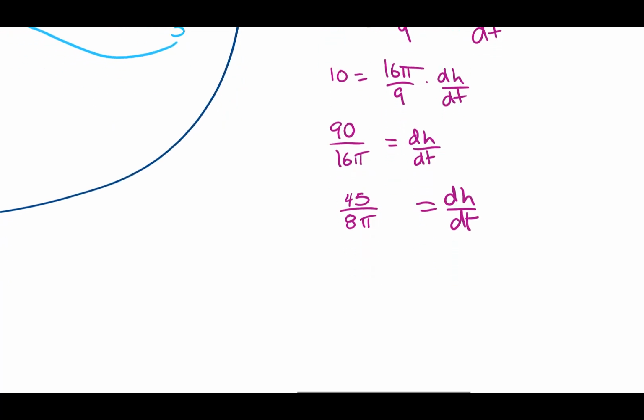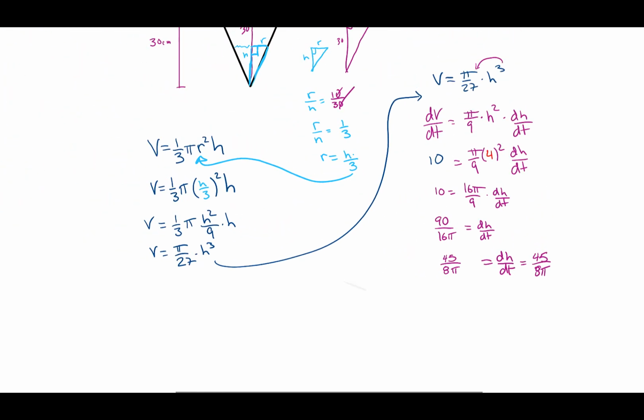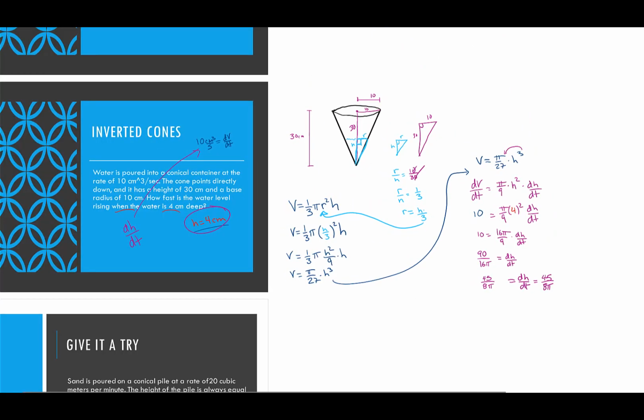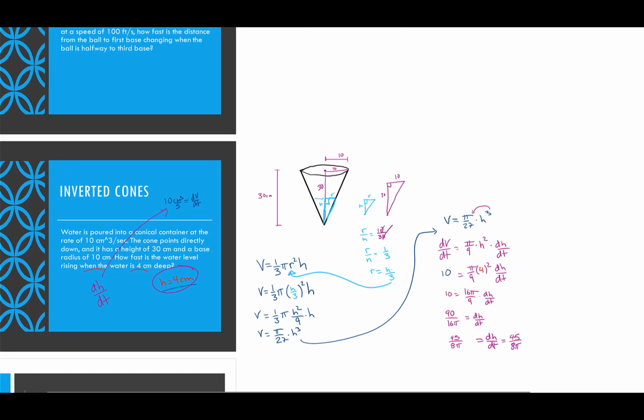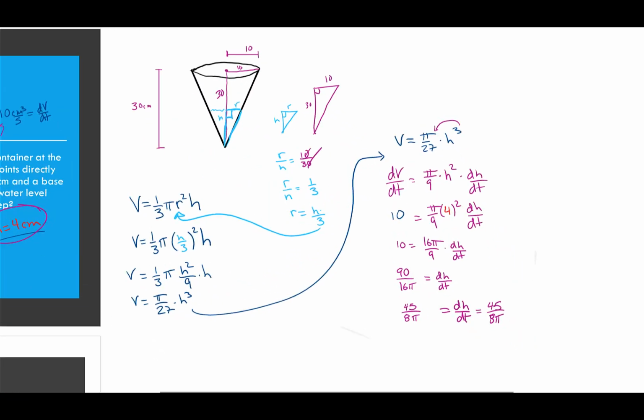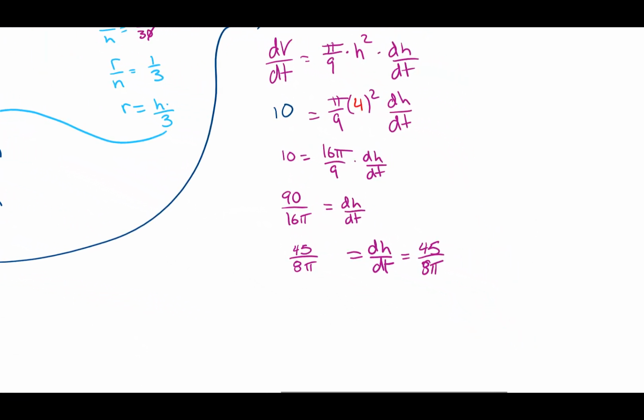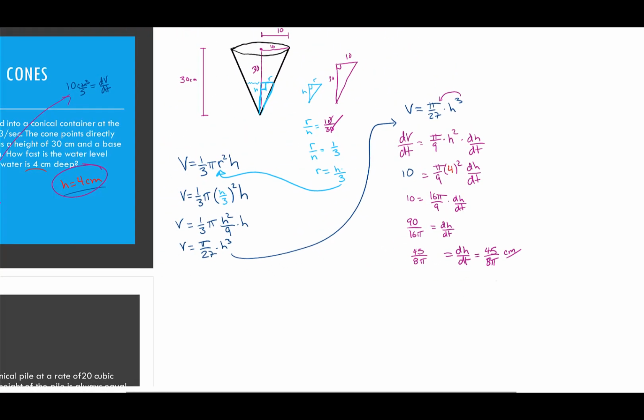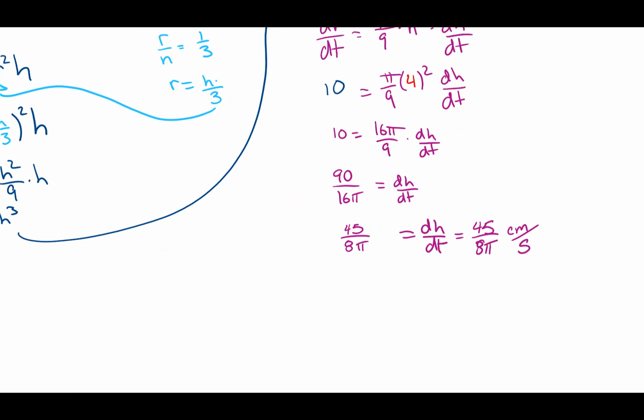However, when we want to write our answer down, we're going to say that this is equal to 45 over 8 pi. What are our units? What was it even in? It was in centimeters, right? Since height is just a length, it would be centimeters per, and what was our unit? Seconds. There it is. And there is our solution.